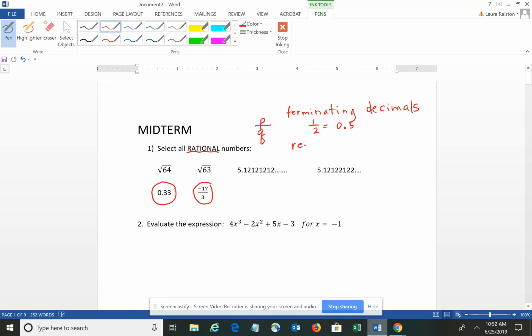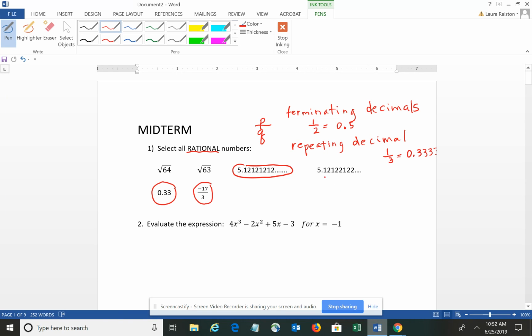Also, with rational numbers, you can have a repeating decimal. An example here that you might be familiar with would be 1/3. If you look at 1/3 on your calculator, it's 0.3333, and it keeps going on forever and ever. So that's a repeating decimal that repeats a pattern. So if you look at the decimal values you have here, you'll notice that 5.12121212 has that repeating pattern of 121212.